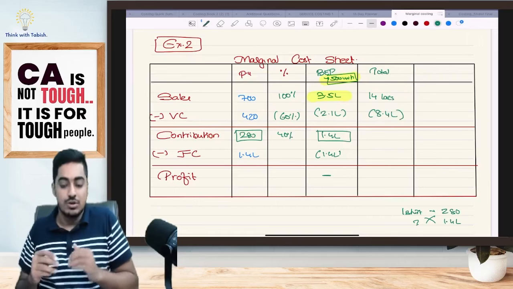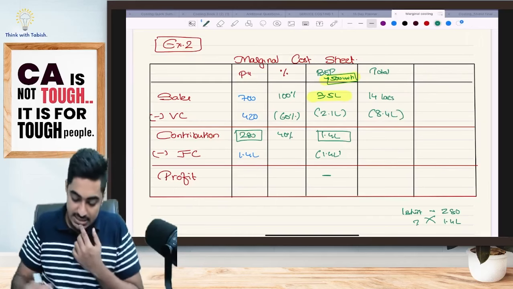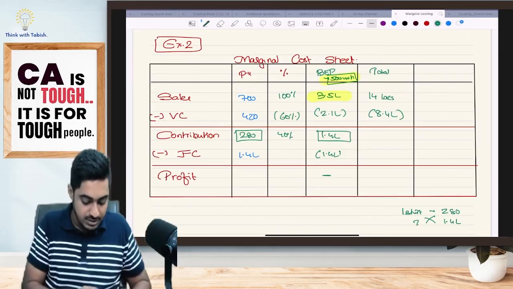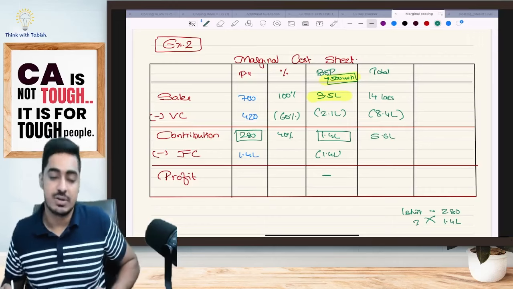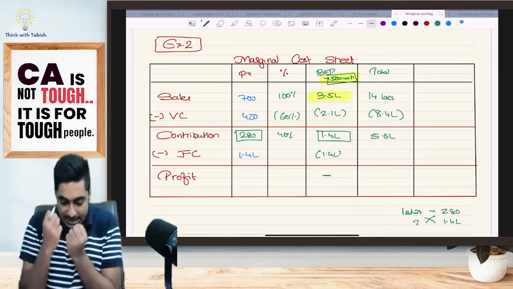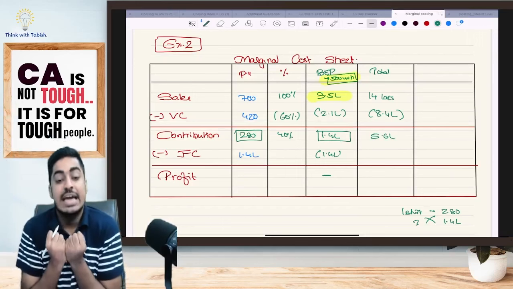That means how much will be contribution? 40% of that. That is 14 into 40%. 5,60,000 will be contribution. Yes or no, everyone? Yes, sir. I made a sale of 14 lakh. Now I am left with 5,60,000 cash with me.